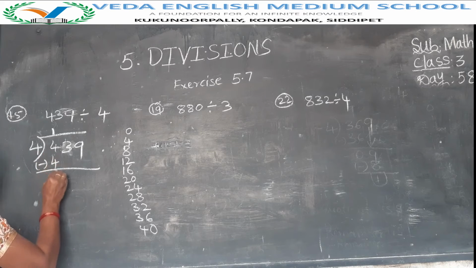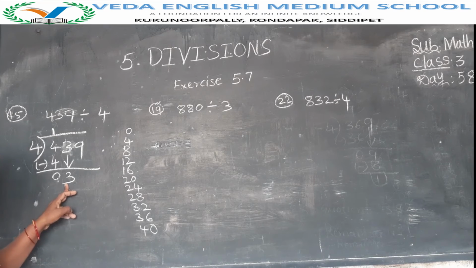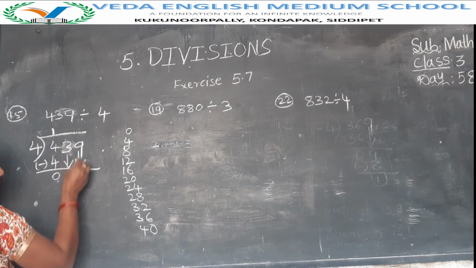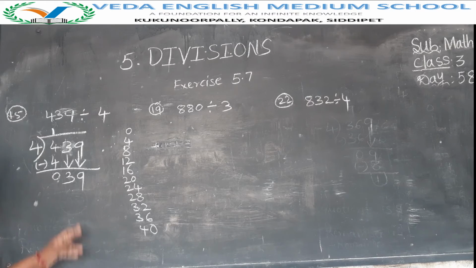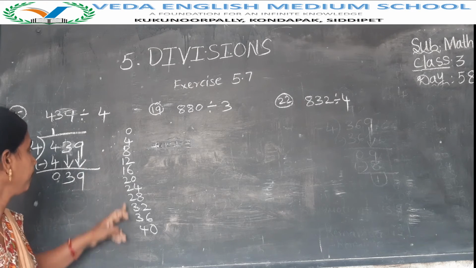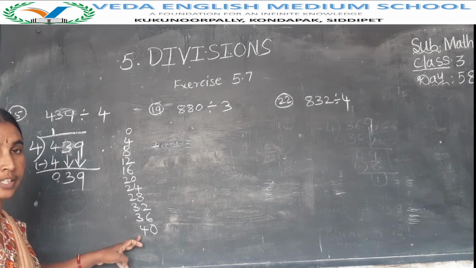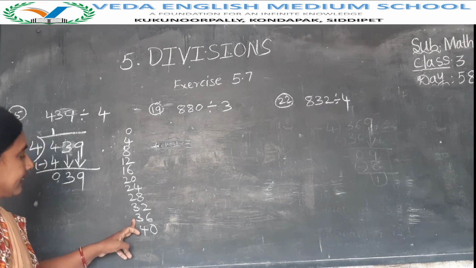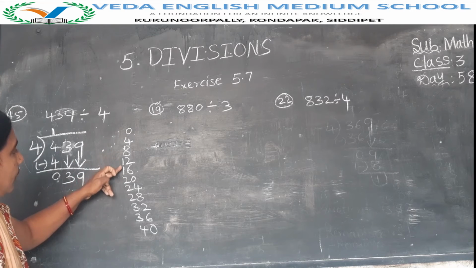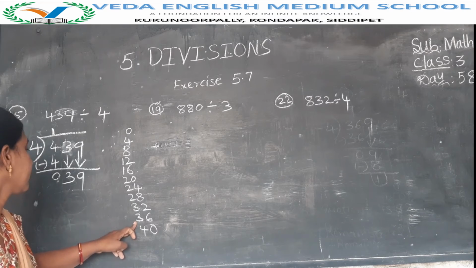4 minus 4 is 0. This digit, bring down 3. But here 3 is below 4. Again this digit, bring down 9. 39. Find out the nearest to 39. See Nana, 36 and 40. So don't take this 40. Take only 36. How many times 4 is 36? 1, 2, 3, 4, 5, 6, 7, 8, 9. 9 times 4 is 36.